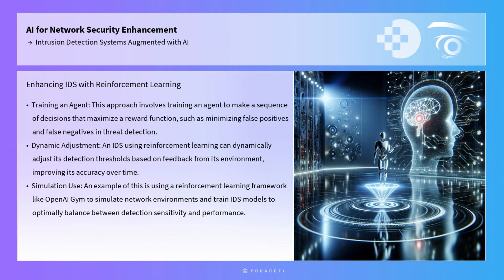An IDS using reinforcement learning can dynamically adjust its detection thresholds based on feedback from its environment, improving its accuracy over time. An example of this is using a reinforcement learning framework like OpenAI Gym to simulate network environments and train IDS models to optimally balance between detection sensitivity and performance.